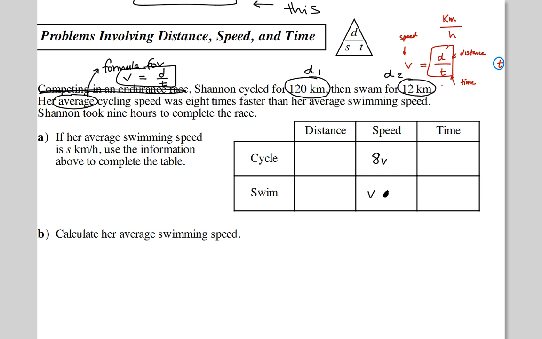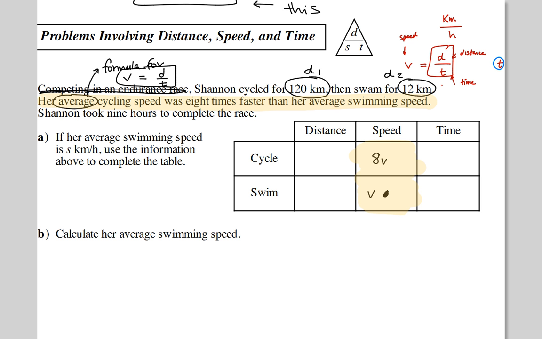And I'll highlight how we came to determine that. Her average cycling speed was 8 times faster than her average swimming speed. That's this information put in this chart here. Now, if you want to build a chart on your test, that's up to you. I typically don't use a chart. I just create the rational and then solve it.